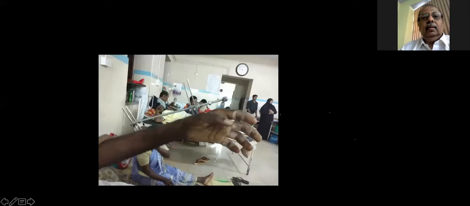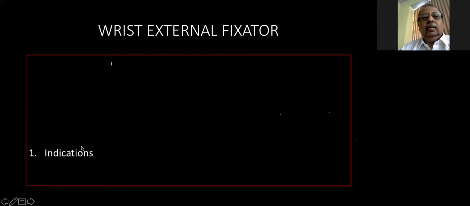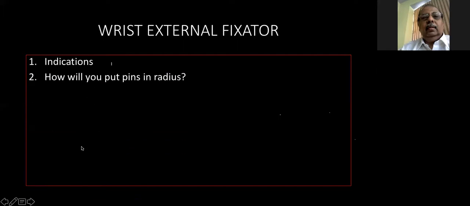Then these fixators are used in the wrist, and this may be asked in the ward immediately. What are the indications, or how will you put the pins to the radius? The important thing regarding the wrist, the pin that is introduced into the radius, is you have got the superficial branch of the radial nerve in that area. So you need to expose the bone before putting the shank pin. Otherwise, it can cause damage to the superficial branch of the radial nerve.